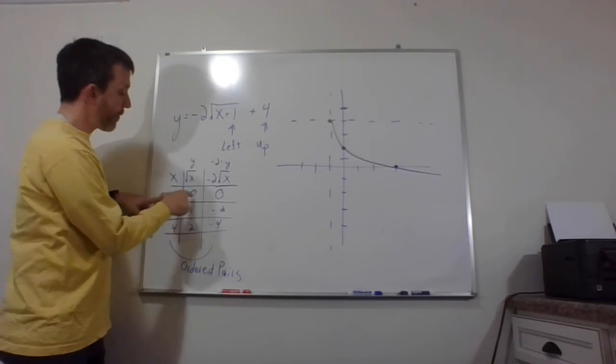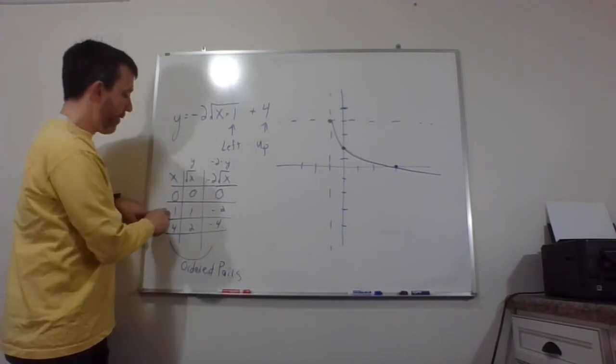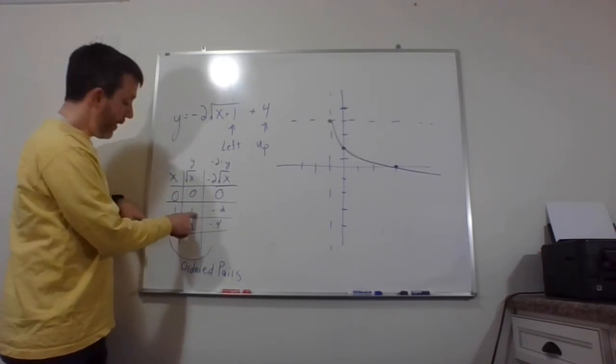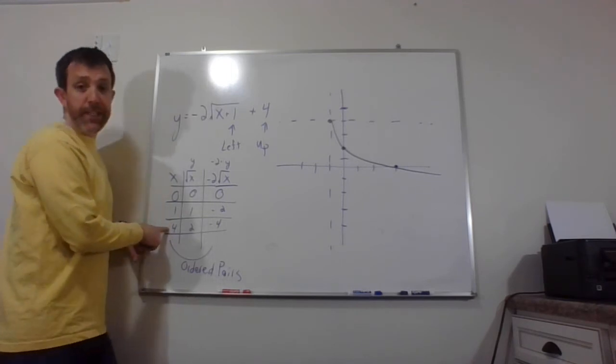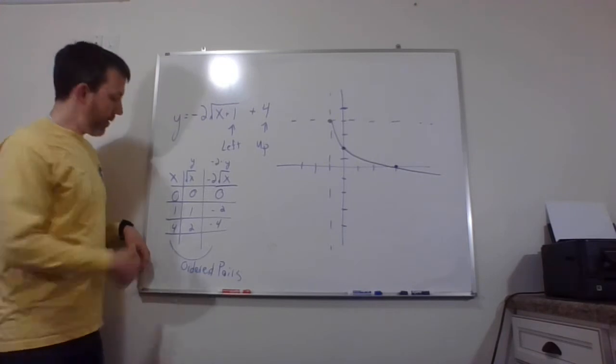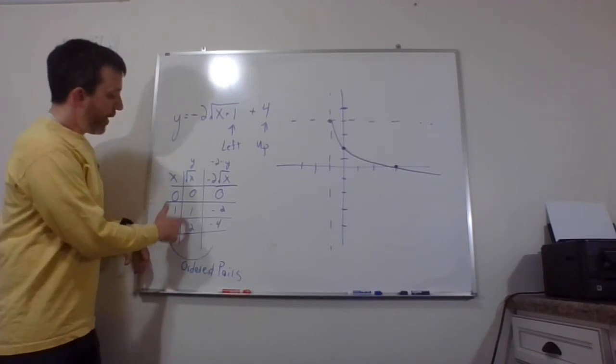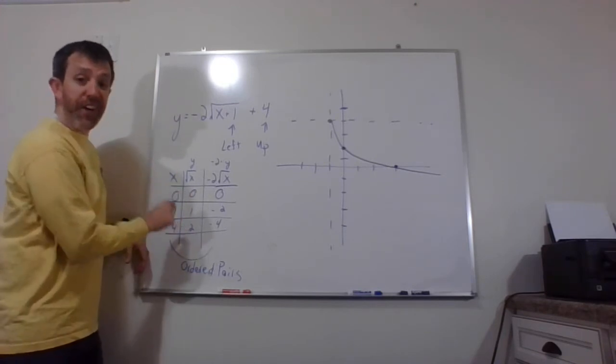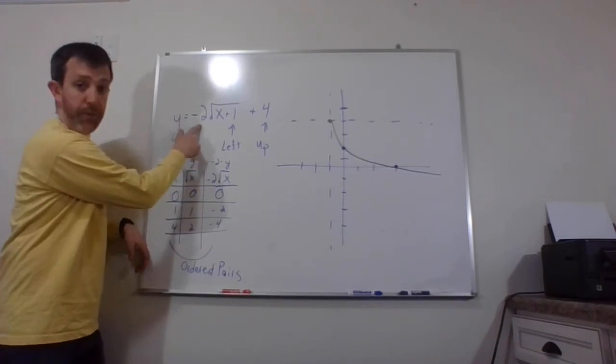I know if I plug in 0 for x, that the square root of x is 0. If I plug in 1, the square root of x is 1. And I went to 4 for my next one because, well, let's face it, 4 has a nice square root, 2 and 3 do not. So square root of 4 is 2. Now those would be the y values if I didn't have this -2.